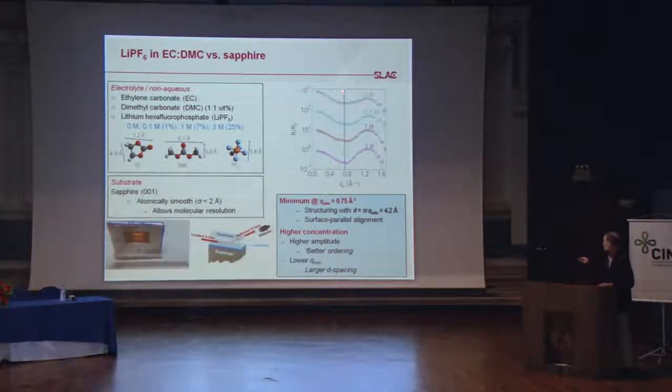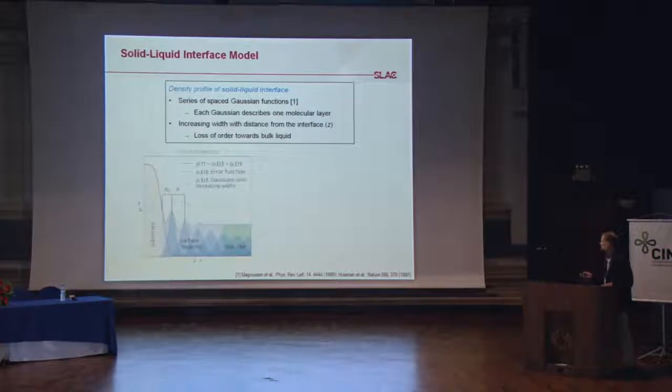And you can also see that as we go up in concentration, this dip in the peaks tends to get more pronounced. So the higher the salt concentration, the more order you have in the interface. If you look very closely, you can see there's a small shift in the minimum spacing, which means that as we go up in concentration, the spacing between the layers is actually going up a little bit.